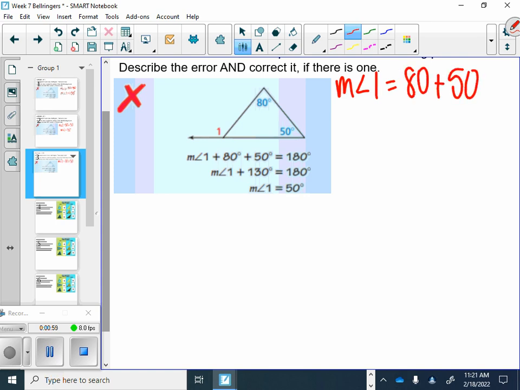So for your explanation of why they're wrong, just say something like, they didn't use the theorem correctly, they did the calculation for the angle inside the triangle, something along those lines. So what does that make the measure of angle 1 then? 130. So that is the work that you need to show to correct it. Okay, so you need a picture, you need to explain why they're wrong, and you need the correct answer with the work. Okay? Once you've got all that, go ahead and submit your bell ringers.